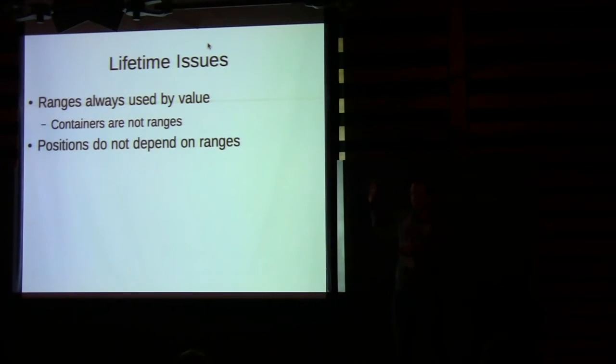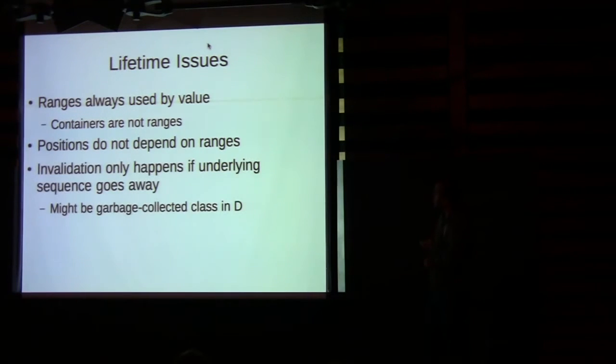My positions do not depend on the ranges, which means I can pass in a range by value to a function, get a position back, and use that position with copies of the range. And that's important. If that didn't work that way, my library would be pretty much unusable. So invalidation only happens if the underlying sequence goes away, if the container gets destroyed.